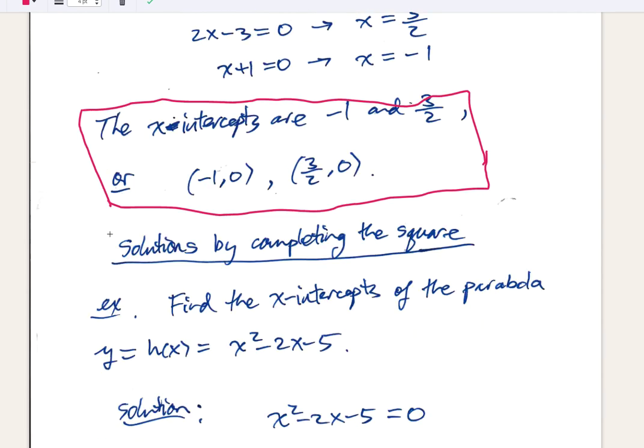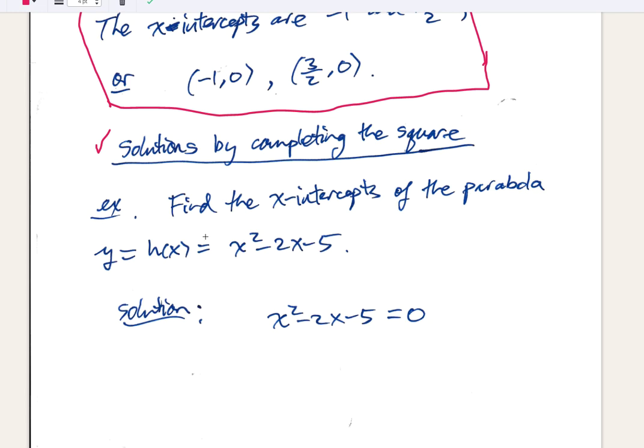Now let's talk about a more powerful technique here. Okay, solutions by completing the square. Let's find the x-intercepts of this parabola. y equals h of x is x squared minus 2x plus 5. Now you know I have to take the x squared minus 2x plus 5 and set it to 0. Okay, now I need to solve that.